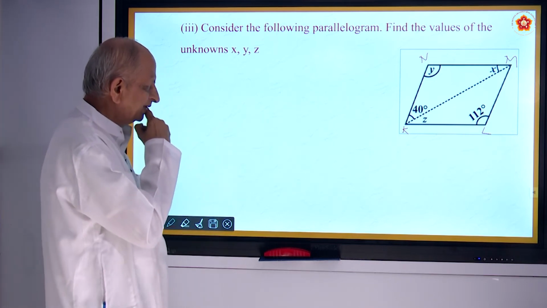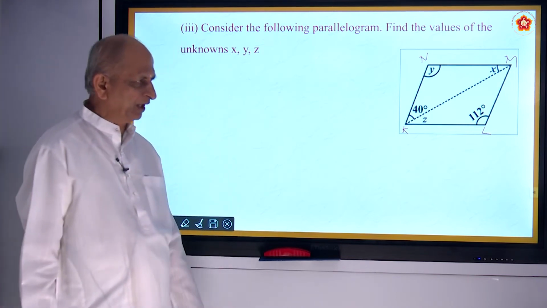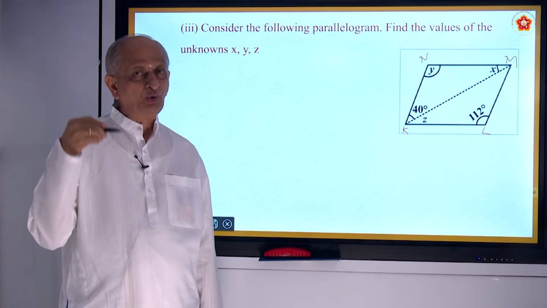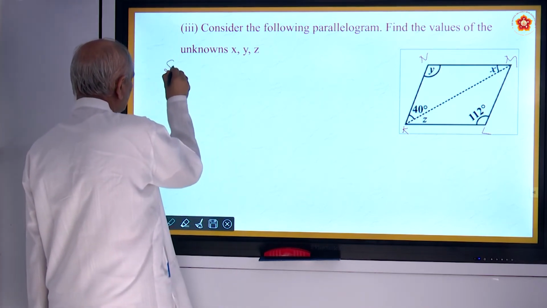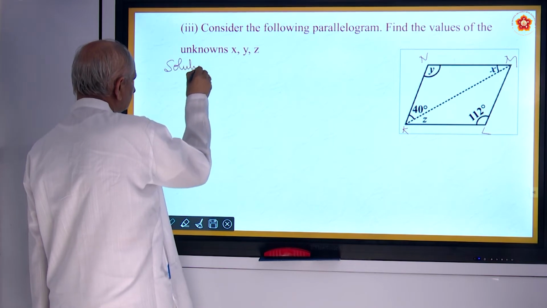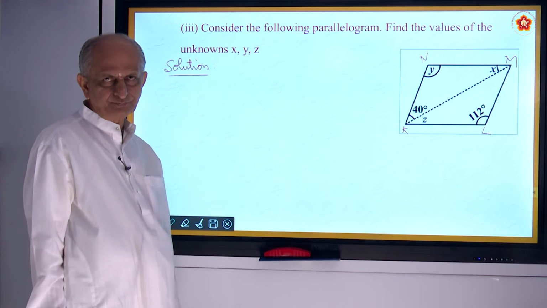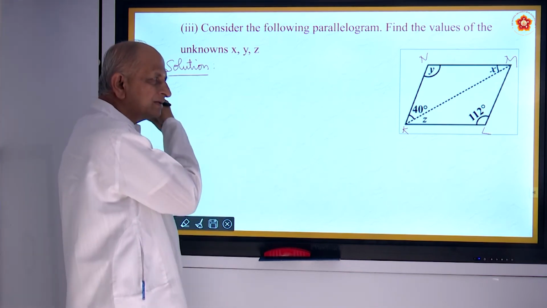Now, L is given. Always, solving a mathematics problem means going from known to unknown. So, we will start the solution. Note it down. Ready? Okay. Draw a figure KLMN.